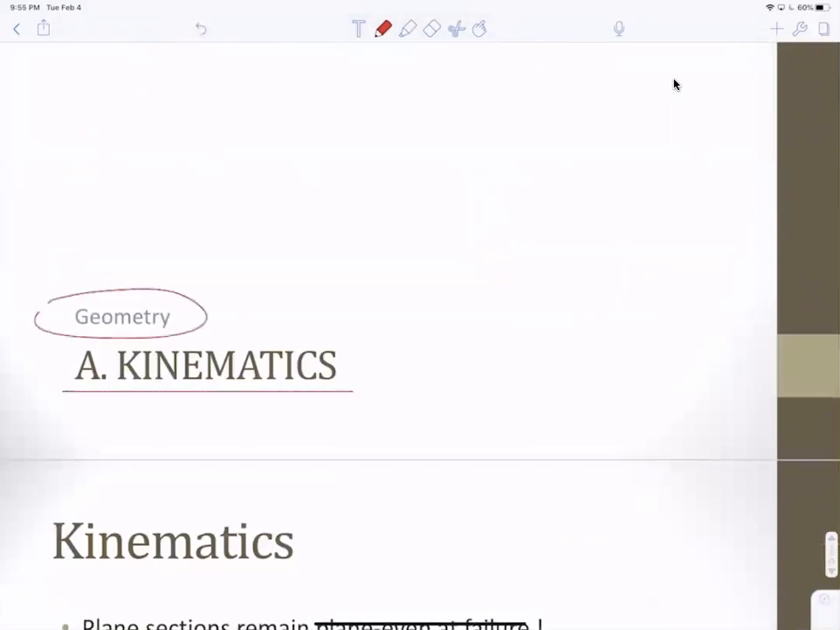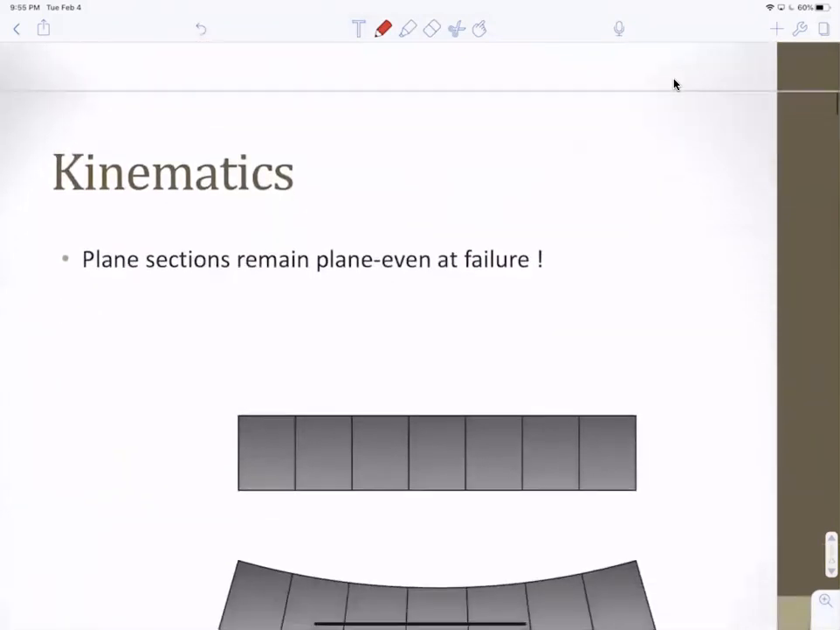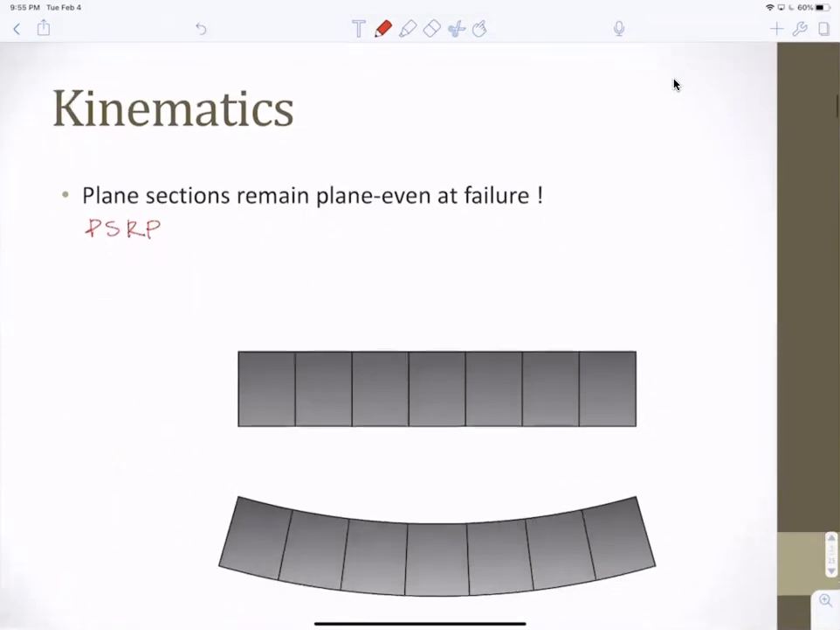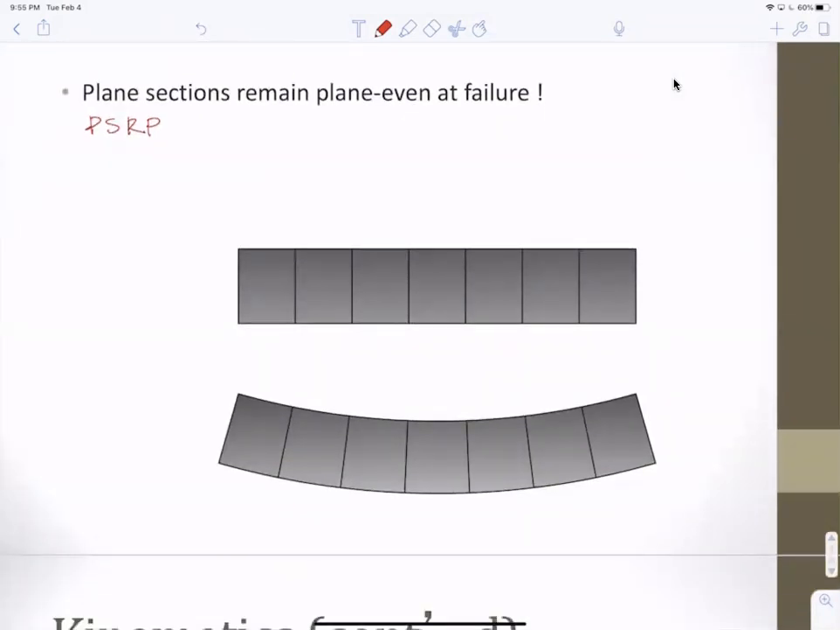Kinematics just has to do with geometry. So we're just going to talk about the geometry of reinforced concrete beams as they bend. The first thing is plane sections remain plane. If you see me write down PSRP, it's shorthand for plane sections remain plane. When you bend a beam, if you were to mark it with these vertical lines like this, when it bends, those vertical lines remain straight.